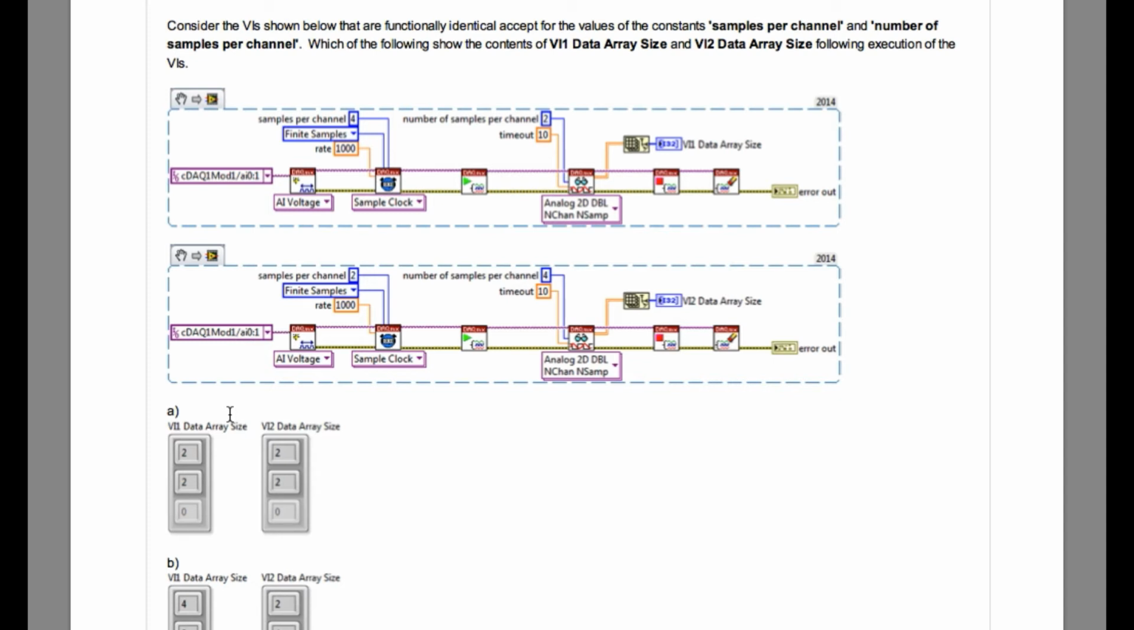Similarly, in the bottom one, although your number of samples per channel is configured to 4, it is going to acquire only 2 elements because the sample clock is configured to 2 samples per channel. So still, the answer will be A.